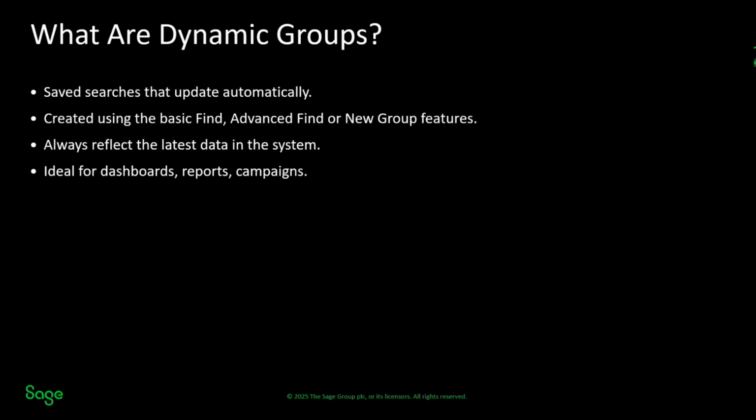The thing about dynamic groups is that they always reflect the latest data in the system. So they are a moving target of information. It's ideal for anything to do with key performance indicators, live information from the database in terms of performance, in terms of process inside the system. So very much a tool used for dashboards and campaigns, and integration with MailChimp, for example.